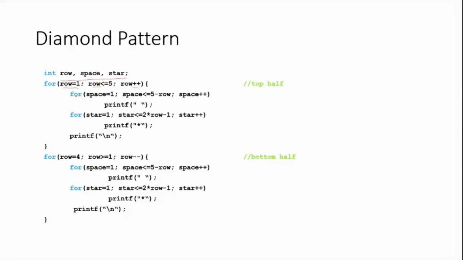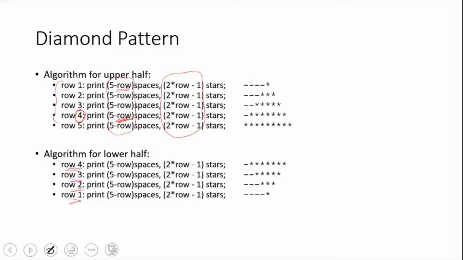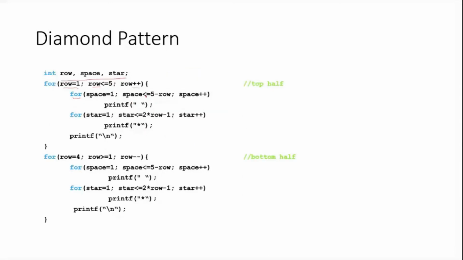And then another for loop happens here. Since it has to print some number of spaces, another for loop is used. So for space equal to 1, space less than or equal to 5 minus row. We know that the number of spaces is 5 minus row, which is why it is taken as 5 minus row here. Then space plus plus, space is increased by 1, and printf prints the space character.